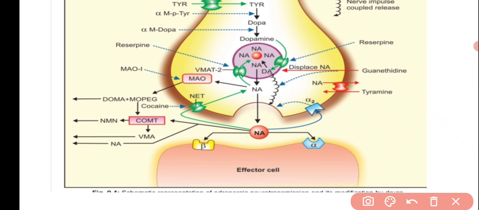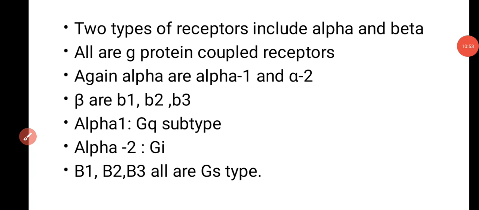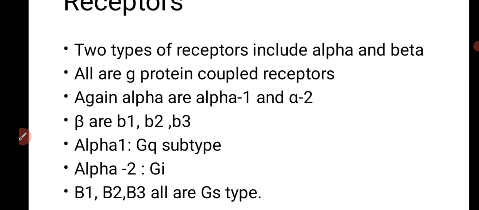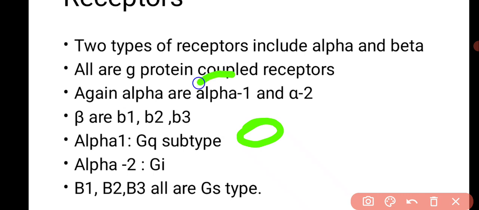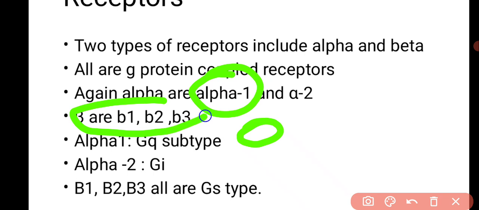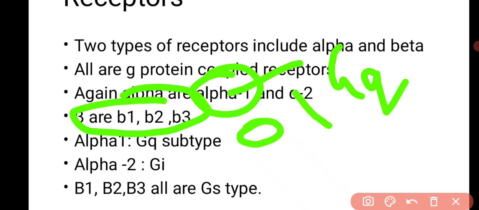Let's see the receptors and get clear about them. For showing the effect, norepinephrine must act on receptors. What are the receptors for norepinephrine? They are alpha receptors and beta receptors. Both are G protein coupled receptors. Among them, alpha 1 is the Gq subtype and alpha 2 is the Gi subtype.